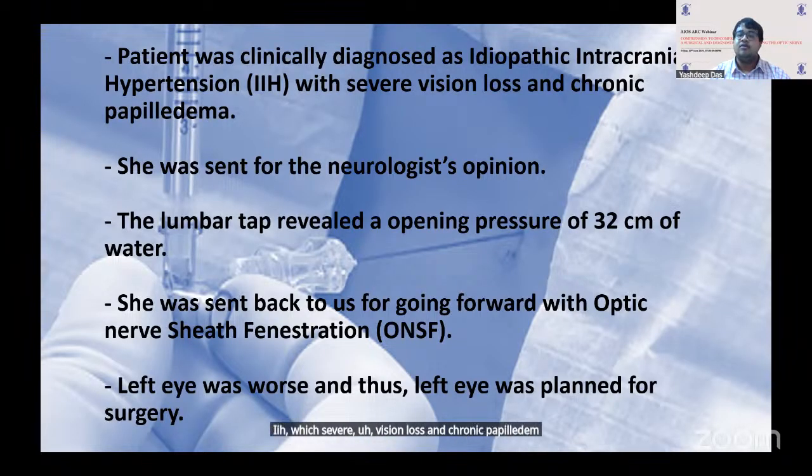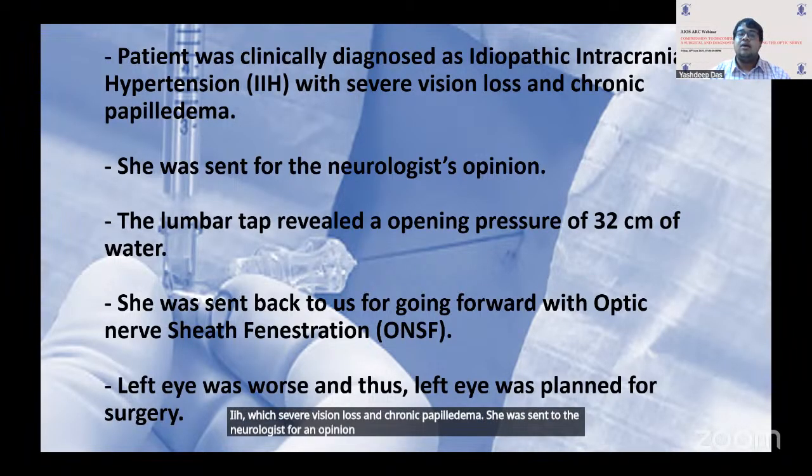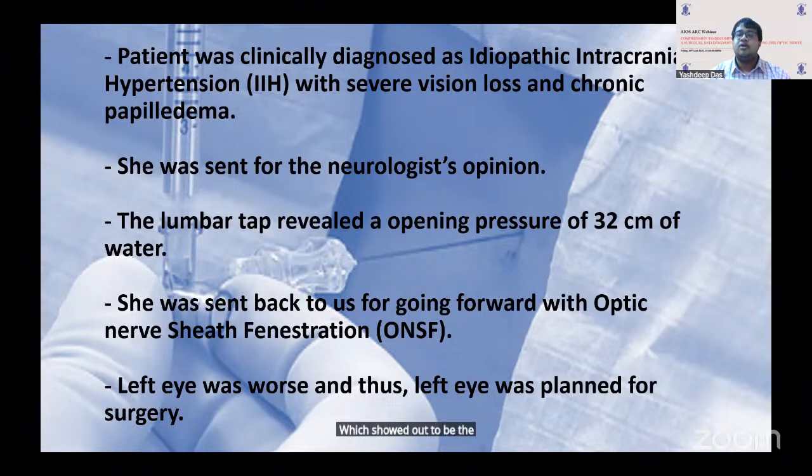She was sent to the neurologist for an opinion, and they performed a lumbar tap, which showed the opening pressure to be 32 mm of water. She was sent back to us for optic nerve fenestration, and since the worse eye was the left one, we planned for left eye surgery.